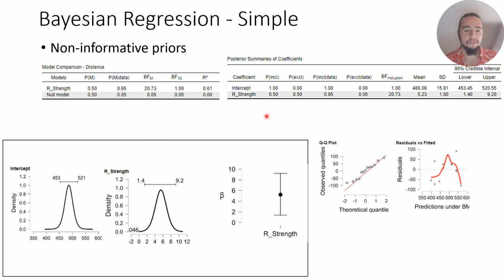And we have the same information here, including and excluding prior and including and excluding posterior, the Bayes factor of inclusion that is converted as here, 20.73, but also here we have the descriptive information, means, standard deviations, and credible intervals of all of the effects.